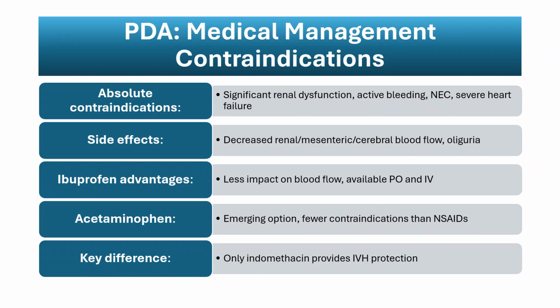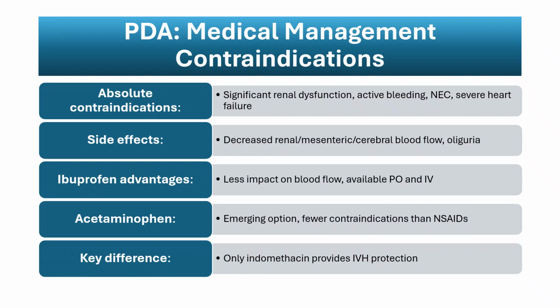When considering medical closure of a PDA, it is critical to balance potential benefits against contraindications and risks. Indomethacin and ibuprofen, both NSAIDs, reduce prostaglandin levels and promote ductal constriction, but they also limit blood flow to vital organs. Absolute contraindications include significant renal dysfunction, active bleeding, necrotizing enterocolitis, or severe heart failure, where further reduction in perfusion would be dangerous. Even in eligible infants, side effects can include oliguria, decreased renal perfusion, and reduced blood flow to the mesenteric and cerebral circulations.